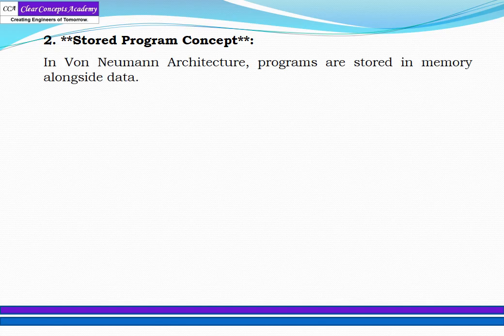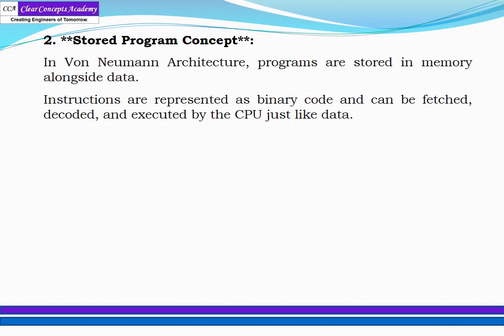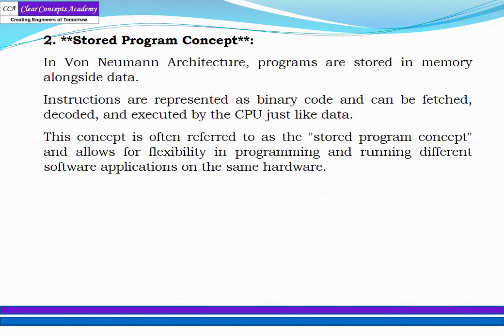Then secondly, stored program concept. In von Neumann architecture, programs are stored in memory alongside data. Instructions are represented as binary code and can be fetched, decoded and executed by the CPU just like data. This concept is often referred to as the stored program concept and allows for flexibility in programming and running different software applications on the same hardware.